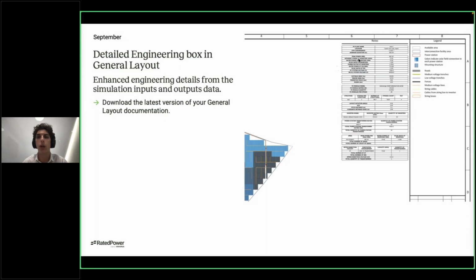In the general layout documentation, you'll be able to have all the inputs and outputs with the values that have been used. Well, not all of them, but many of them. This is something that is also really cool to make your life a bit easier. It's already available, downloaded in your latest versions of your general layout documentation.